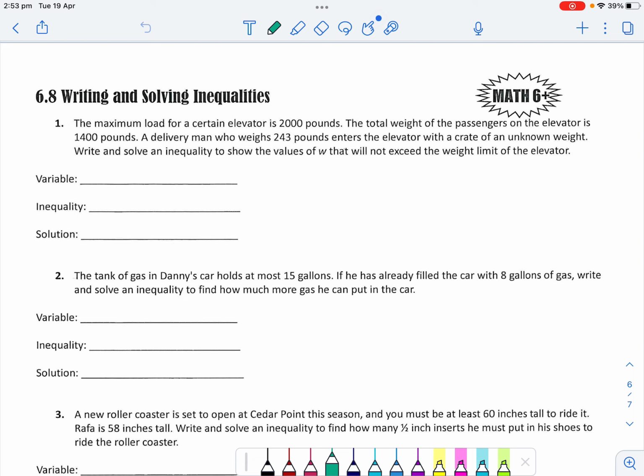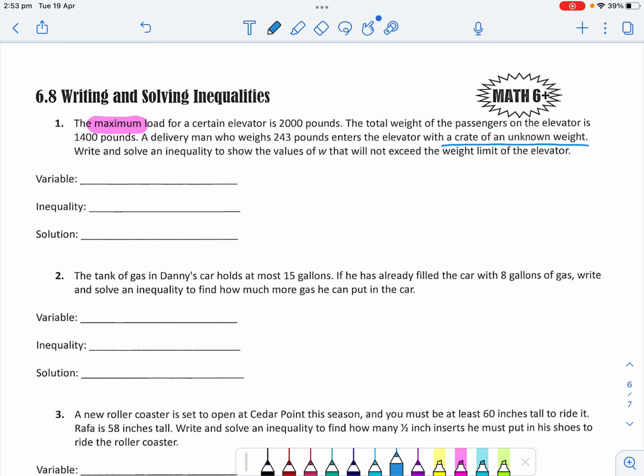So number 1 says the maximum load for a certain elevator. So already I know what my inequality is going to be. Maximum tells me that this elevator can hold no more than 2,000 pounds, or less than or equal to 2,000 pounds. It says the total weight of the passengers in the elevator is 1,400 pounds. So people that are already on the elevator weigh 1,400 pounds. A delivery man who weighs 243 pounds enters the elevator with a crate of an unknown weight. So there's my unknown.